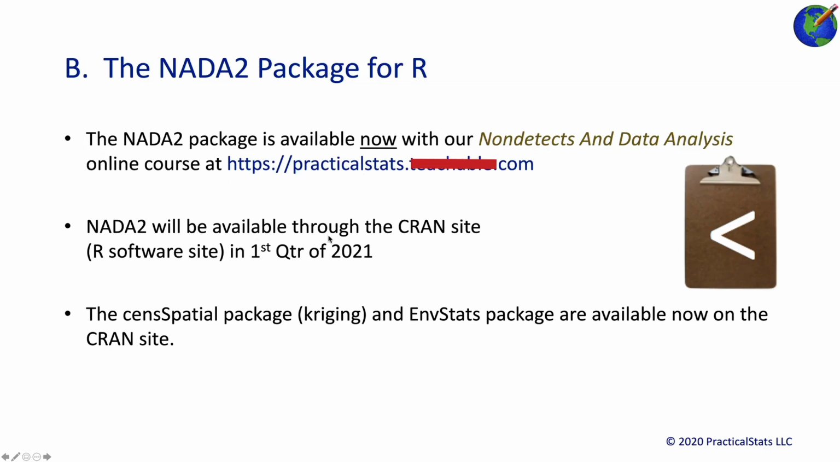The package itself will be available through the CRAN site in January or soon after January. So that's the standard place to get our packages. The sense spatial package and the EnvStats package that I mentioned earlier are available right now. And so they do some of these routines for censored data without substituting numbers. So you can do that already. Again, when the package comes out, you'll be able to use the routines. It won't give you the information in this course on why they work and how they work.